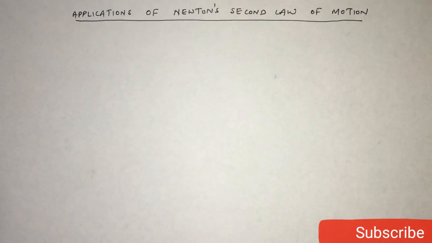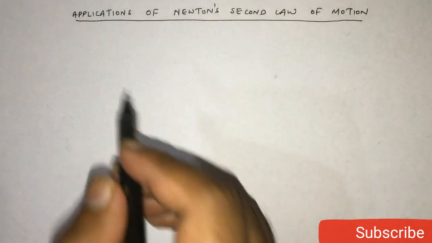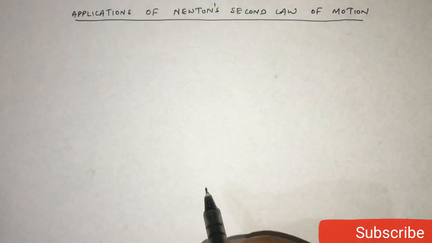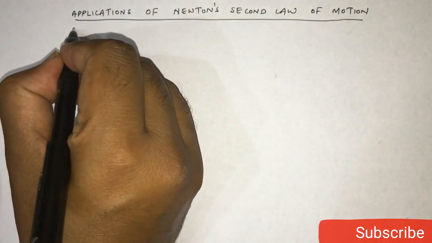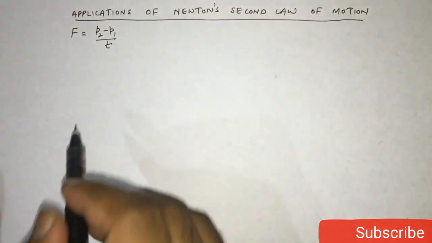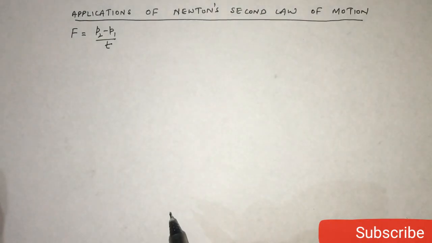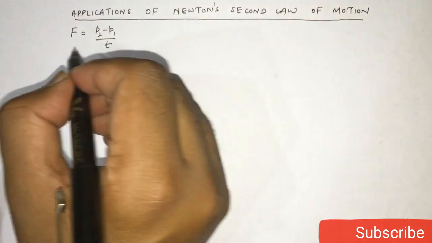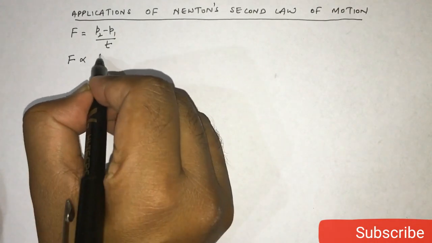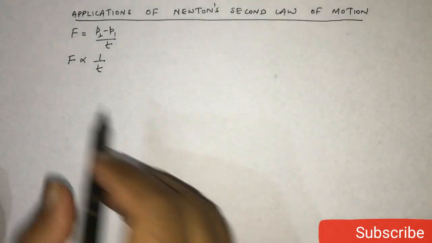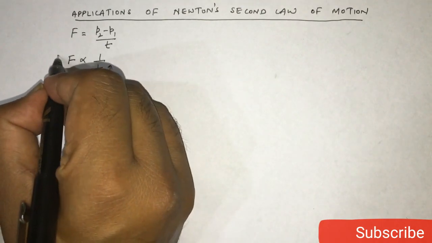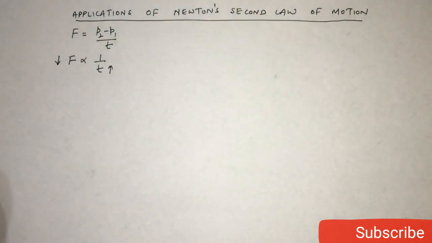Hello students, in this lecture we are going to discuss some applications of Newton's second law of motion. As we know, force is equal to the rate of change in momentum according to Newton's second law of motion. So from this relation we have that force is inversely proportional to the time. Inversely proportional to the time means if you increase the time of impact, then the force will decrease.